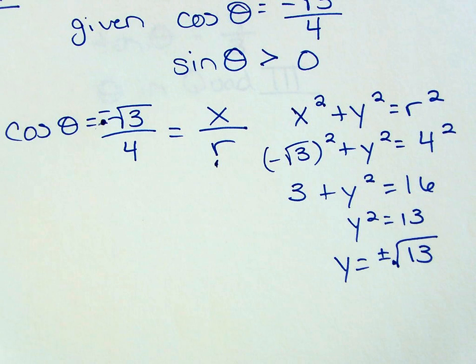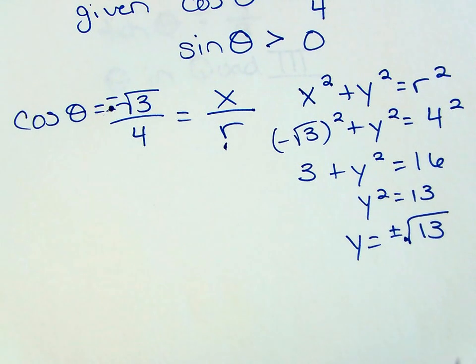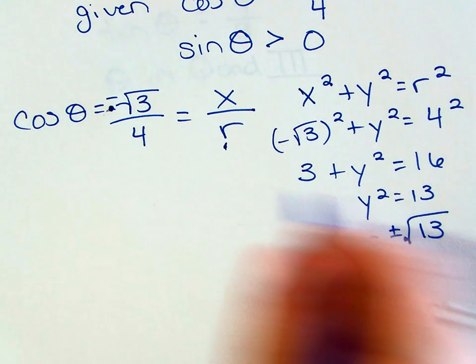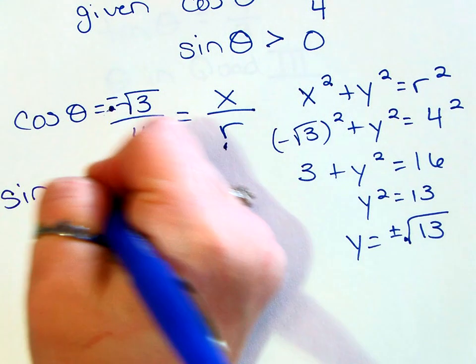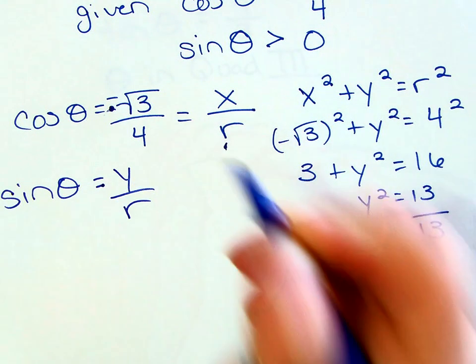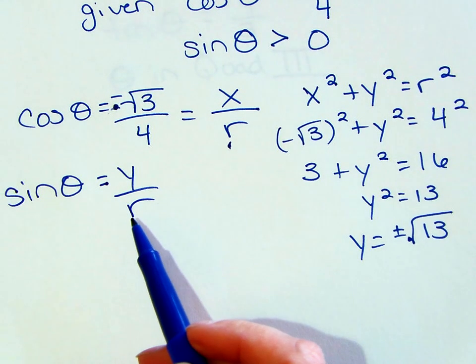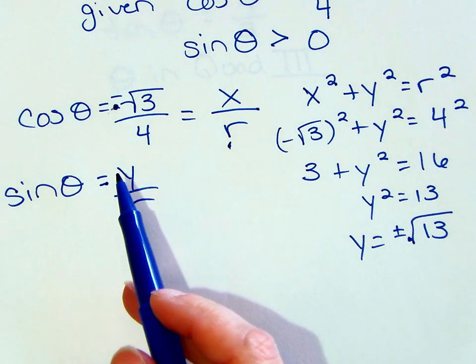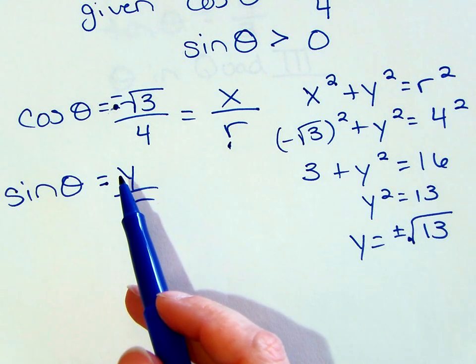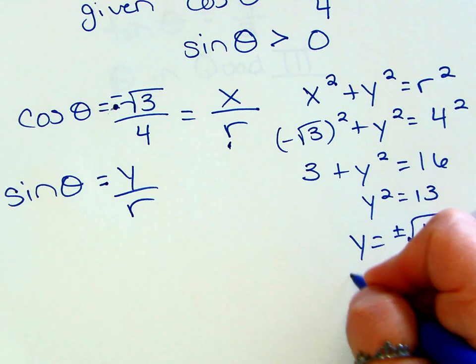So if our sine is positive, and since r is positive, and sine is y over r, yes? And if sine has to be positive and r is positive, then y has to be positive. That's kind of where we're getting at. So we don't have to have this plus or minus. We can just say it's positive radical 13.